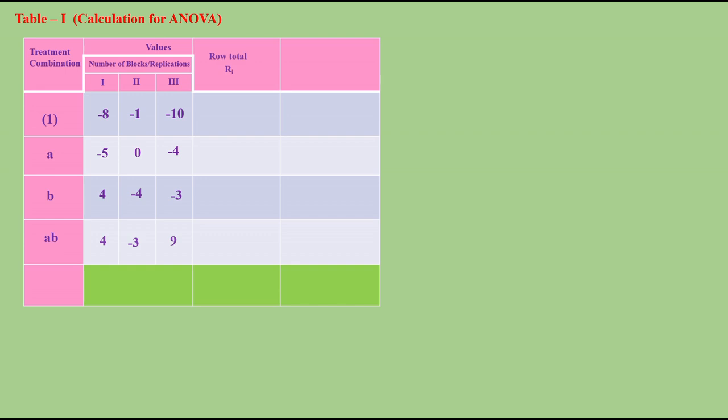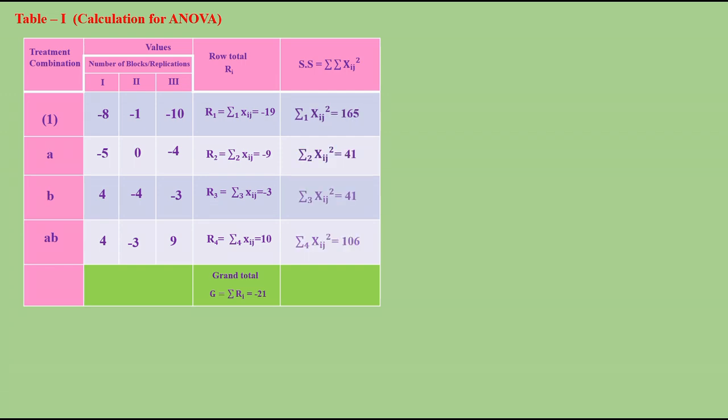First find the row totals. Adding the numbers in the first row you will get minus 19, second row minus 9, third row minus 3, fourth row 10. Then for the sum of squares, before that you find the grand total: add all the row totals and you will get the grand total G, minus 21. Then the sum of squares: square the numbers in each row and add up, minus 8 square plus minus 1 square minus 10 square. So 165, 41, 41, 106. The total sum of squares, double summation x_ij square, is equal to 353.